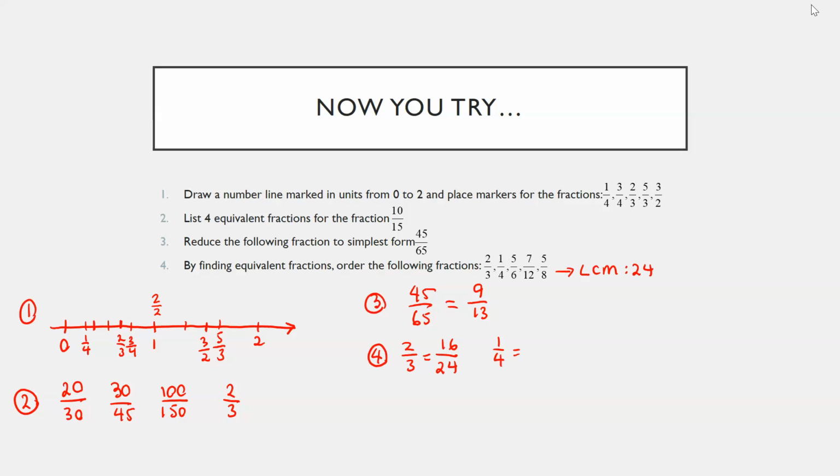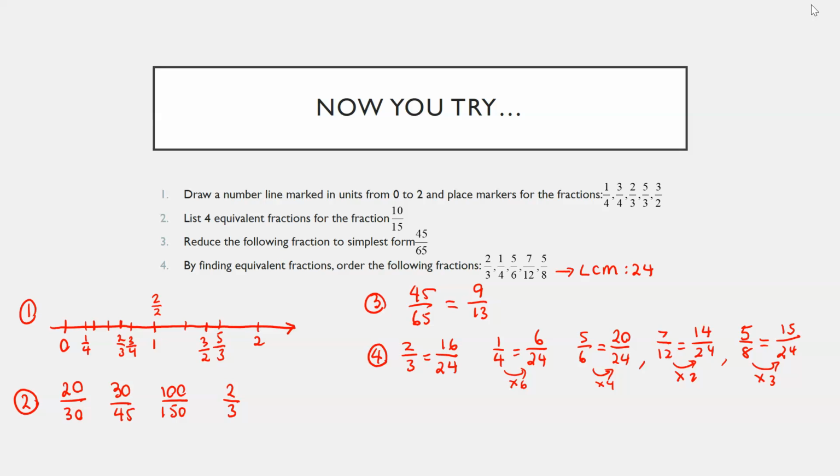A quarter, that means I've multiplied by 6, so I have 6 over 24. 5 over 6, I've multiplied by 4, so I have 20 over 24. Then I have 7 over 12, so I've multiplied by 2, giving me 14 over 24. And lastly, 5 over 8, I've multiplied by 3. So that means I have 15 over 24.